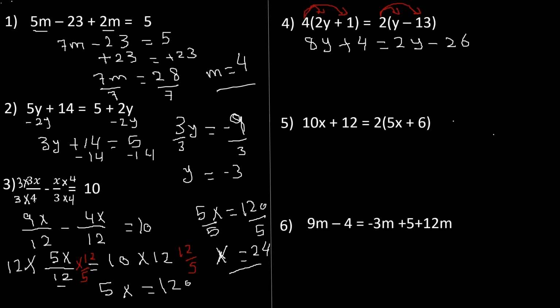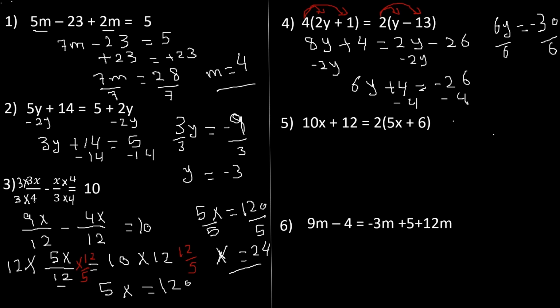Now we have to do the same as the previous examples. Minus 2y, we have to remove 2y. We will get 6y plus 4 equals negative 26. If we subtract 4 from both sides, or add negative 4, then 6y equals negative 26 minus 4, negative 30. And now over 6, y equals negative 5. So we get the solution.